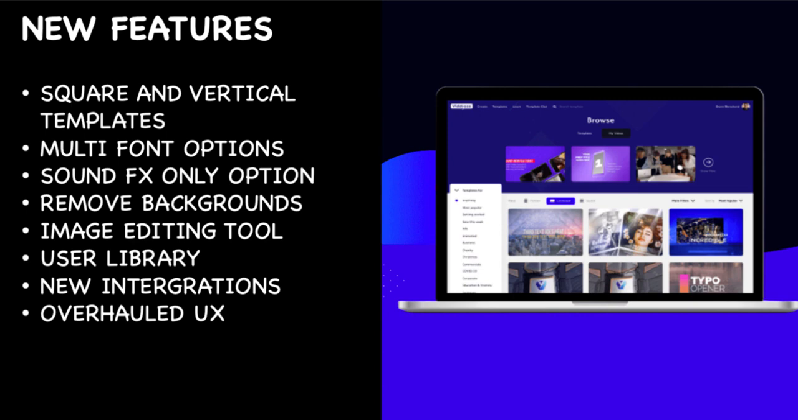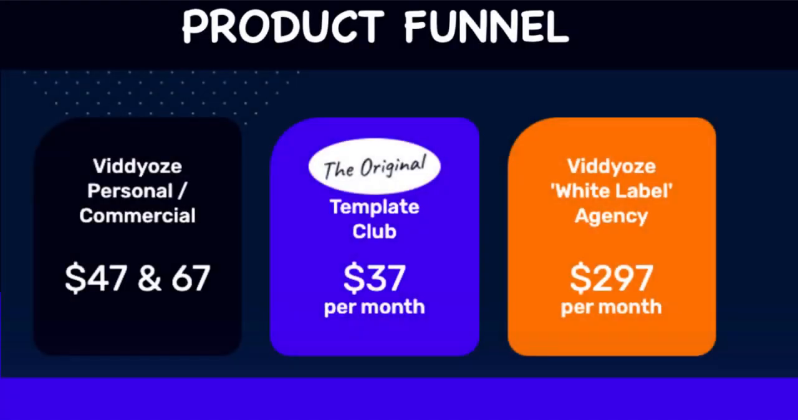There's the image editing tool that allows you to crop and resize all of your images, which is very useful. All you need to do is preview, and then if it doesn't look quite right, you re-edit it. You've got a user library there of images that you've already uploaded. You have new integrations with Pexels, Unsplash and Pixabay, so that you've got as many images as you'll ever need to add to your various videos. And then the whole UI has been overhauled, and it makes it a lot easier to find the templates you want.